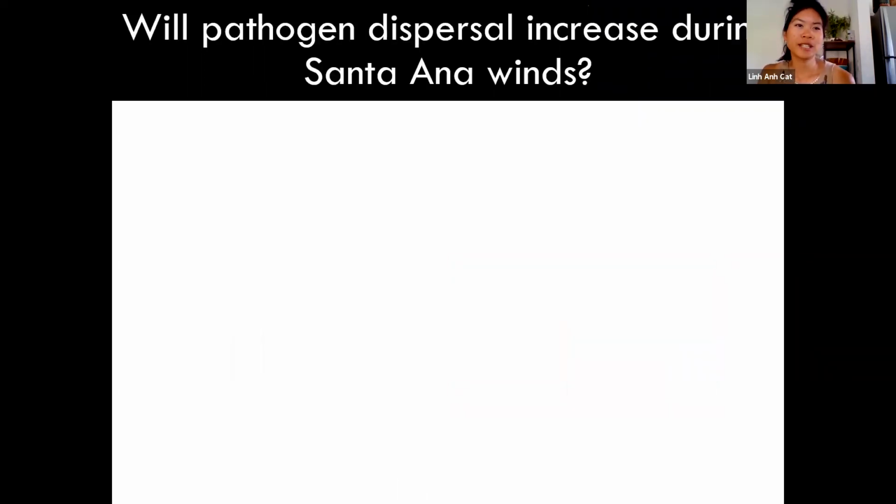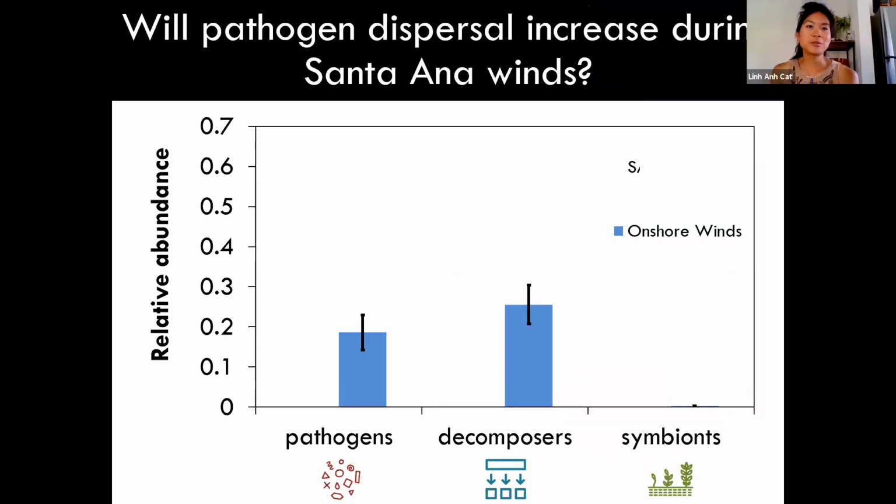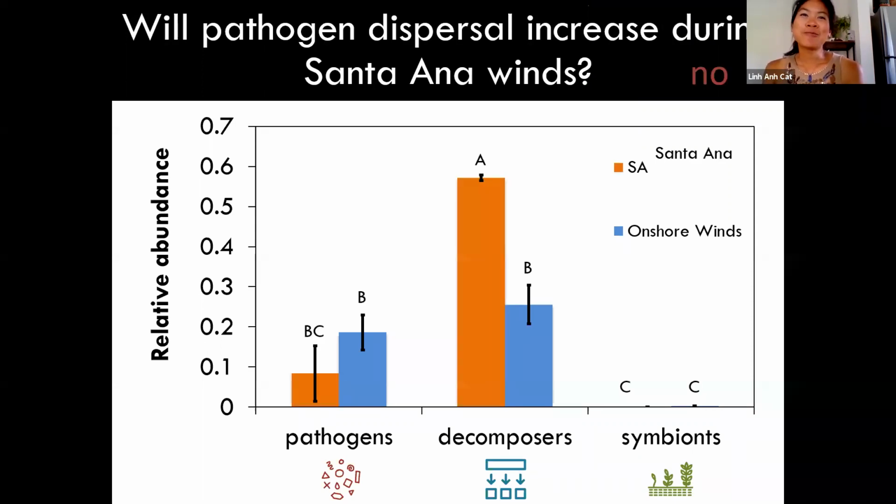And the question I really wanted to answer was, are we gonna see more pathogens during Santa Ana winds? So the normal distribution we see during onshore wind conditions are kind of half and half pathogens and decomposers. You can see that this amount is the relative abundance here. And during Santa Ana winds, we actually get way, way more decomposers than pathogens. So I did not get an expected ending to this story at all.